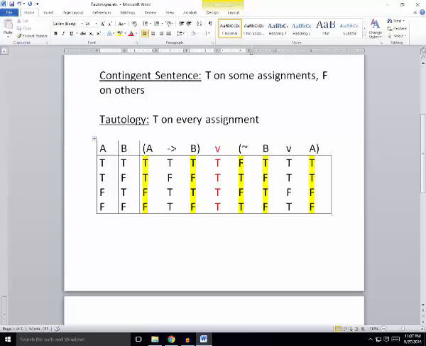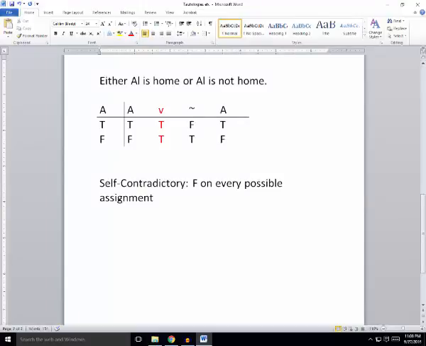And a self-contradictory statement is one that is false on every assignment. Suppose we're looking at a statement like Al is home and Al is not home. This is another one where you probably don't need a system to be able to tell that there's something messed up about this statement. Al is home and he's not home. I mean, if that's a sufficiently specified statement, then both those things can't be true. And take a look at how this works out within our system.